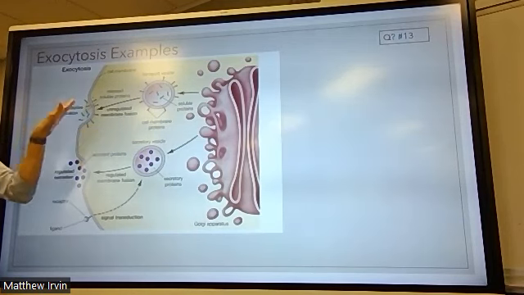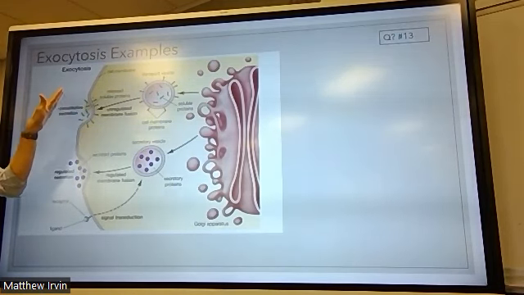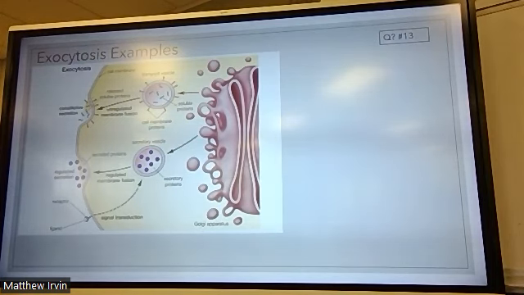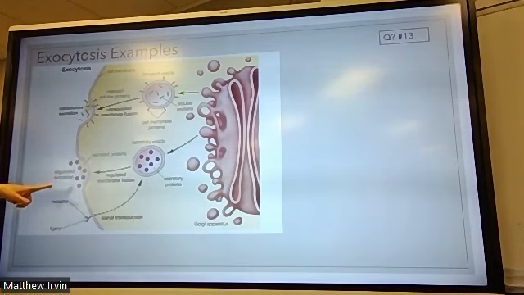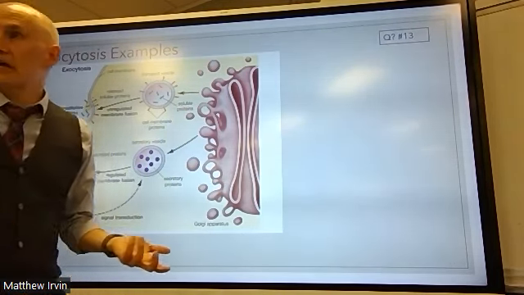Sometimes you have constant secretion in the cell. So your body is constantly secreting mucus to trap dirt and gross stuff in your lungs. But then sometimes you get a signal, which then causes the cell to release something else. So speaking of respiratory system, if this is an allergen, pollen, it hits your cells and that stimulates them to release histamine, and then you get your allergic reaction.